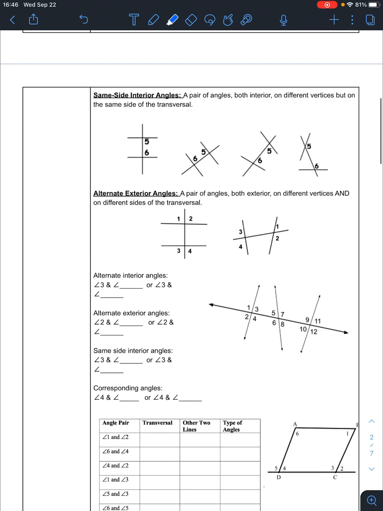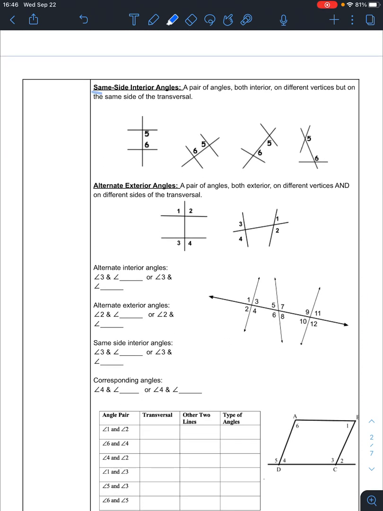So a third pair of angles are called same side interior. So they have to be interior, but they have to be on the same side of the transversal. So if we trace 5 and then we trace 6, we can see those are on the same side of the transversal.